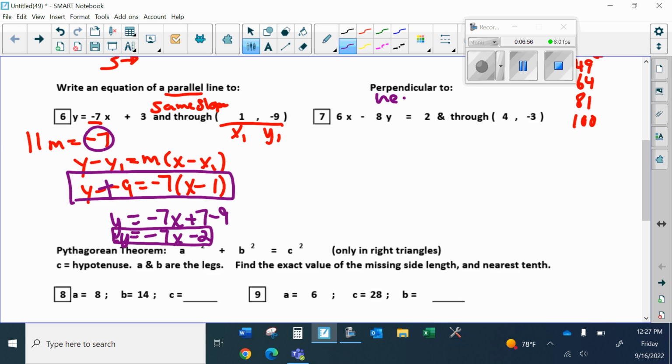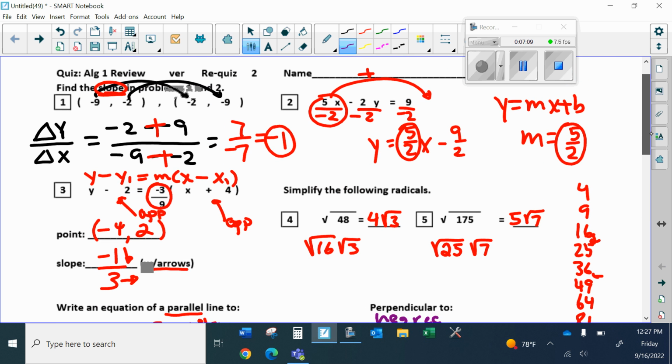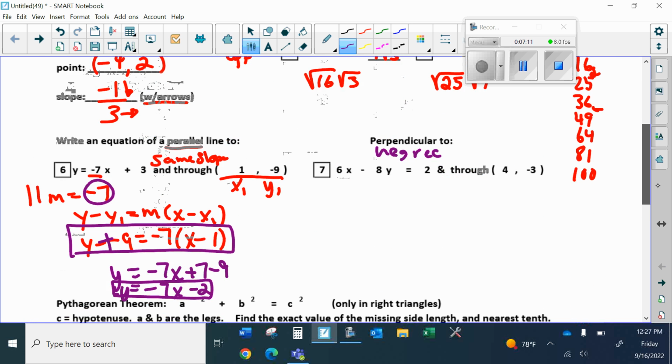Perpendicular, I should write down negative reciprocal. How many times did I not see people write that down? Which means I have to first find the parallel slope. Well, I should be identifying the parallel slope. How do I do that? Well, this is just like number 2 up here, where we had to find the slope. It's in standard form, the exact same form right here.